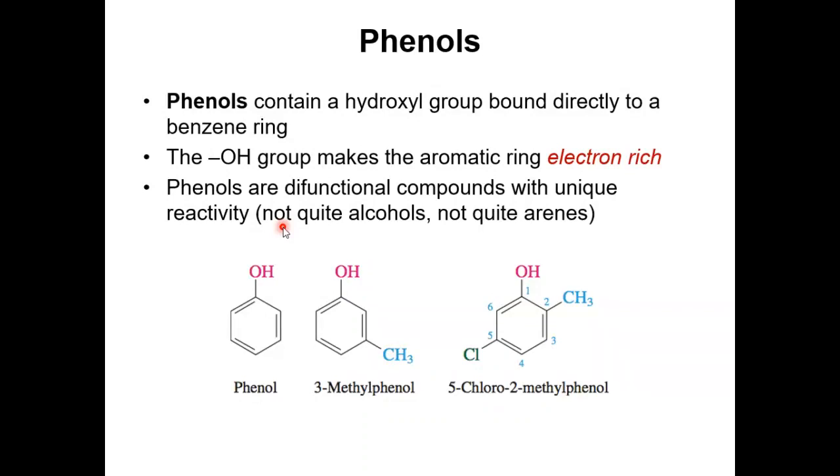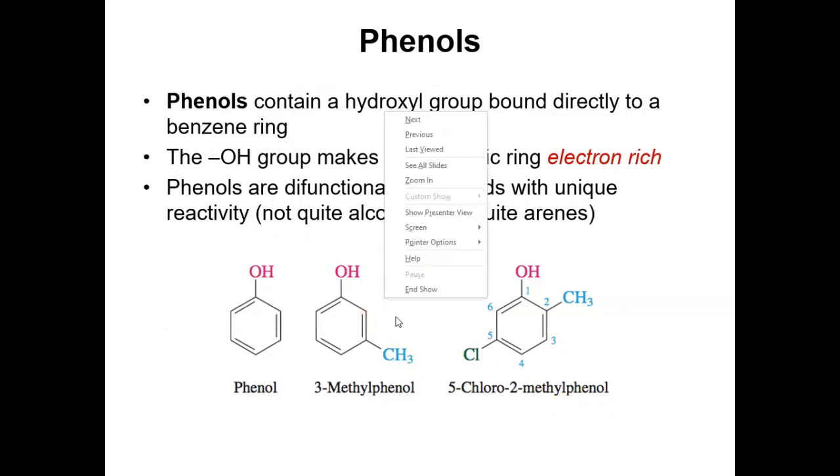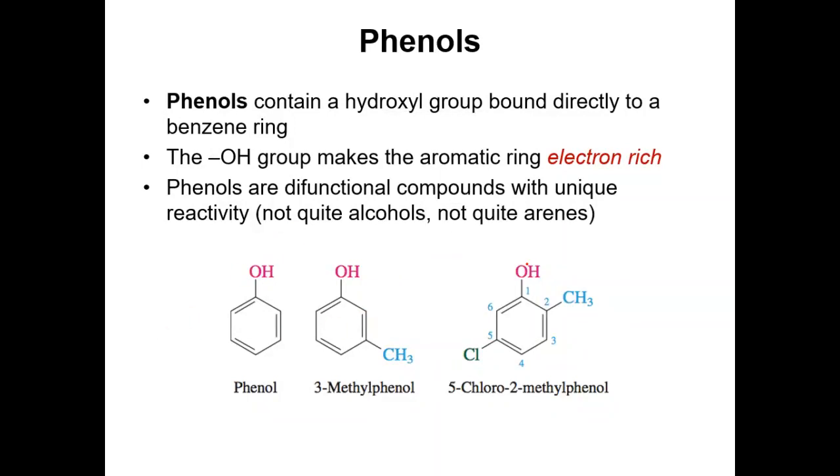So the phenol's reactivity is sometimes similar to alcohols, sometimes similar to aromatic compounds, because these two groups talk to each other. One major interaction is that the OH group can donate electron density to the ring. We talked a bit about this in chapter 13. That basically increases the electron density on the ring.